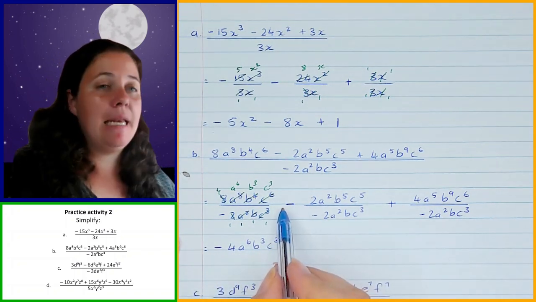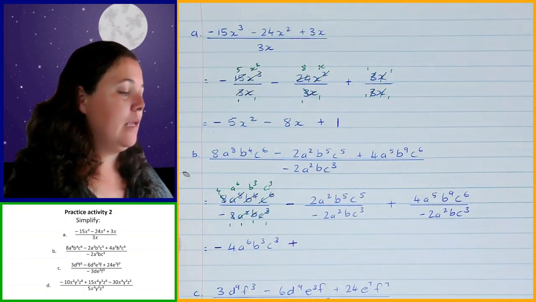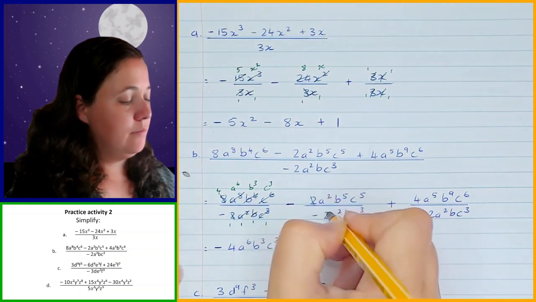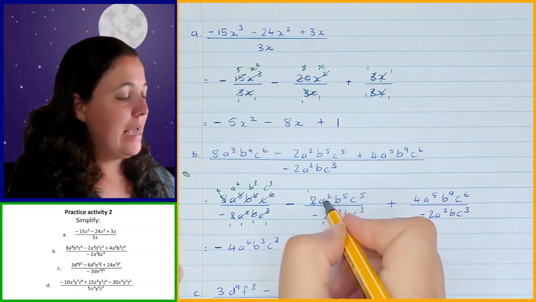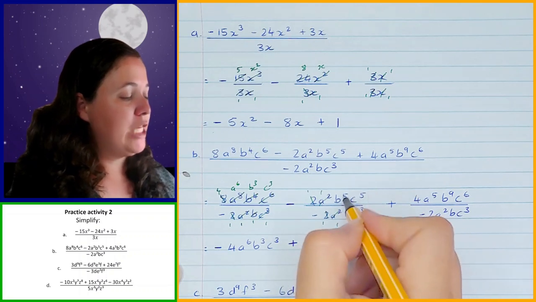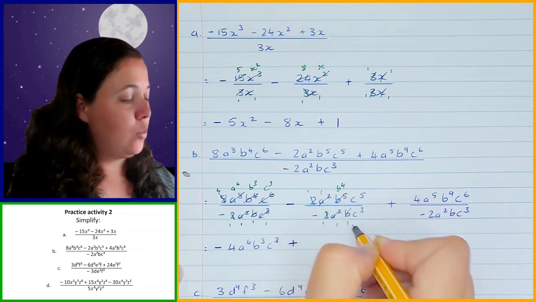Then I've got a negative divided by negative is positive. Then I have 2 and 2, those cancel, giving me 1 and 1. A squared and a squared also cancel, giving me 1 and 1. Then I've got b to the power of 5 and b. That gives me b to the power of 4 at the top and 1 at the bottom.